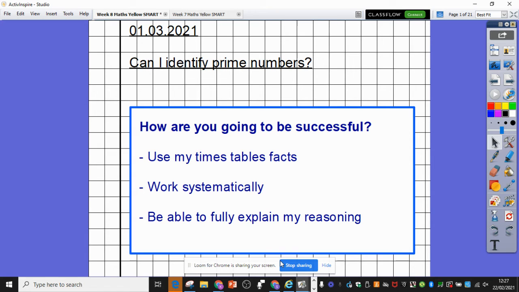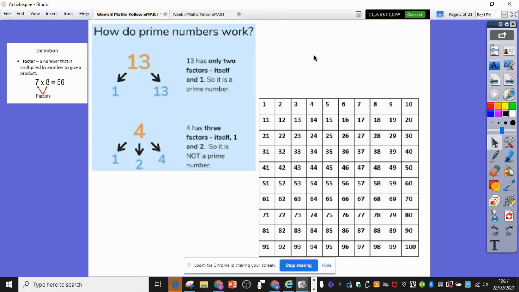You're going to work systematically and you're going to be able to fully explain your reasoning. So let's have a look and see if we can remember what prime numbers are. Now this is just really a revision on what we did in the autumn term because we looked at prime numbers then. So let's look at the difference between a number that is prime and a number that isn't prime.